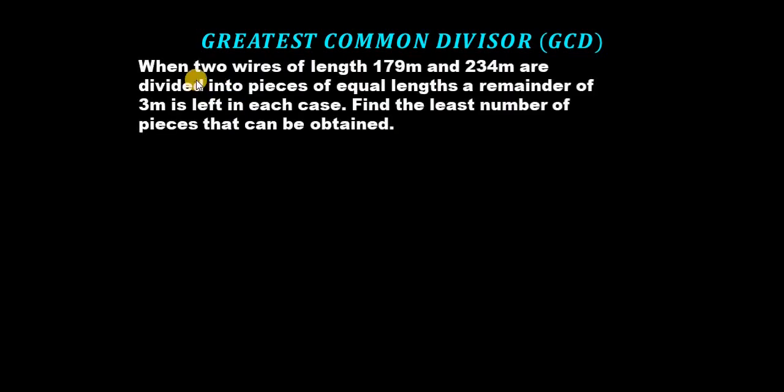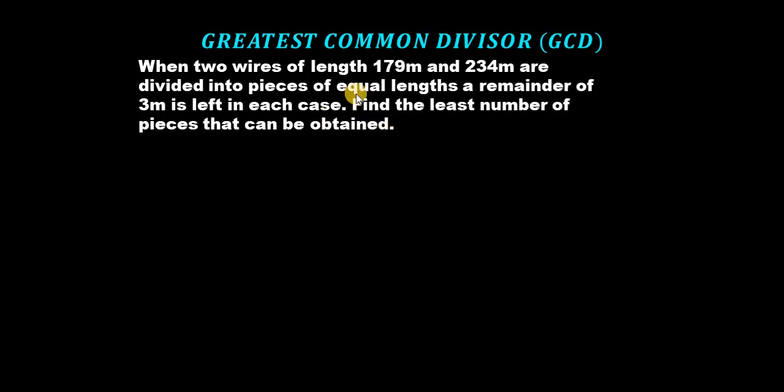Today's video is about greatest common divisor, GCD, and the question we are looking at today reads: when two wires of length 179 meters and 234 meters are divided into pieces of equal length, a remainder of 3 meters is left in each case. Find the least number of pieces that can be obtained.